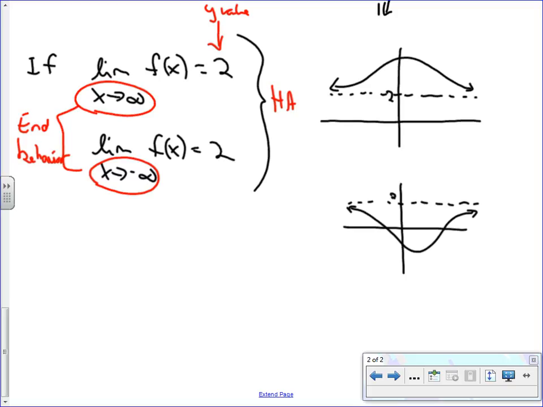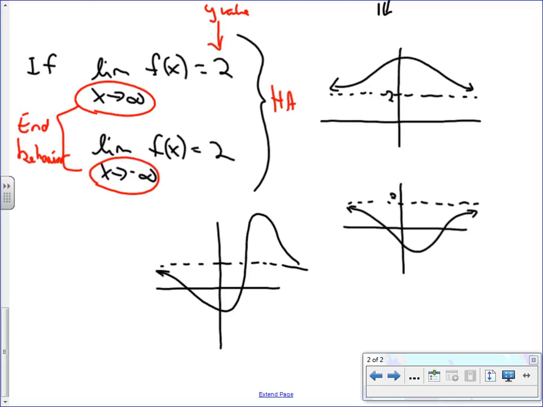And it can even look like this. Something else. You saw one or two that look like this. It's kind of a pain in the neck to figure out. You can cross a horizontal asymptote. You're just not allowed to cross verticals. Okay?